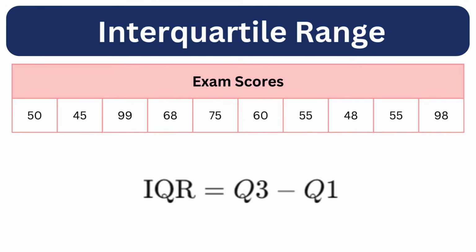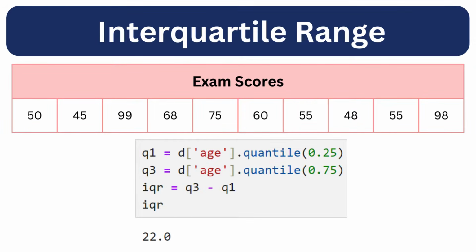To calculate this, we first find the first quartile Q1 and the third quartile Q3. For our data, Q1 is 50 and Q3 is 75. The IQR is the difference between the Q1 and Q3, which is 25 in this case. The IQR is useful for understanding the spread of the central portion of the data, excluding the outliers. In Python, you can calculate the quartiles using the quantile function by passing 0.25 for Q1 and 0.75 for Q3.